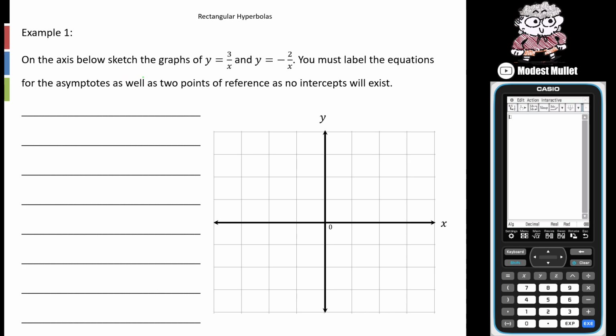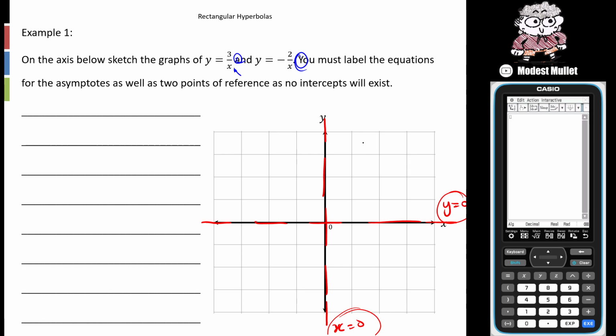Okay, so sketch below the graphs of y equals 3 on x and y equals -2 on x. The first thing to recognize is there's no translation. We can tell there's nothing else apart from x in the denominator, and there's nothing else added on at the end of the equation either. So that means our asymptotes for both these functions are going to be at x equals 0 and y equals 0. And with asymptotes, you must write them, draw them in and label them with an equation. You can't just put the dashed lines and then not actually state what they are.